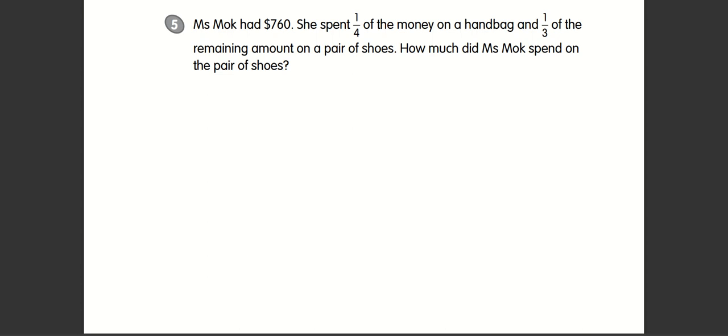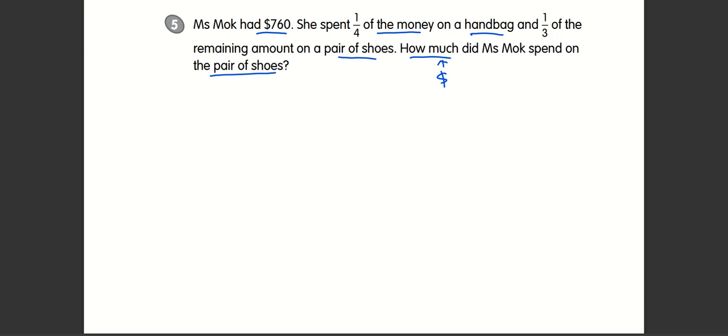Mrs. Mock has some amount of money, and part of the money is on a handbag that she spent on, and then the remaining amount, part of it she's going to spend on shoes. The question asks, how much in terms of money did Miss Mock spend on a pair of shoes? Right. So that's all the money, that's handbag, and that's shoes.